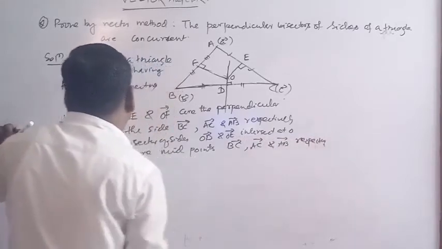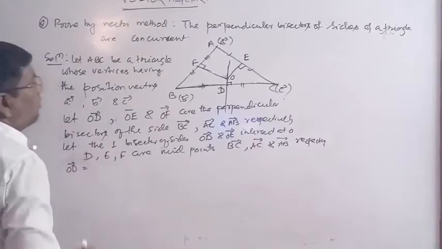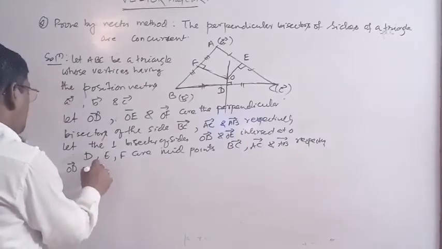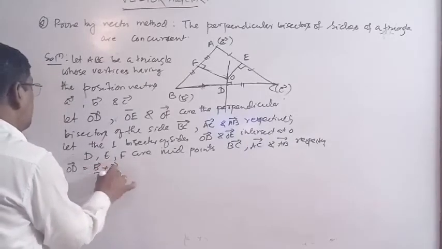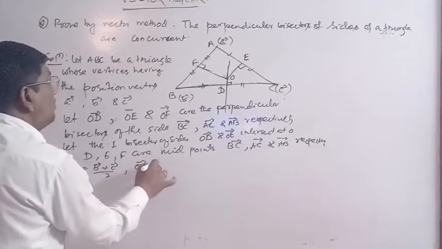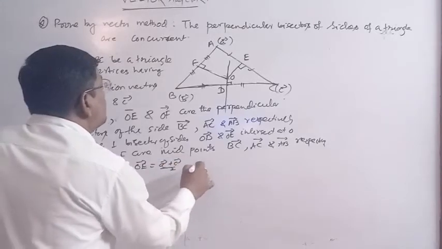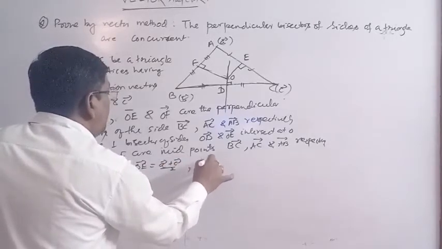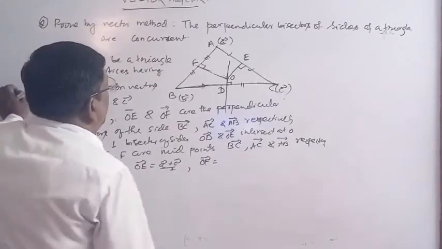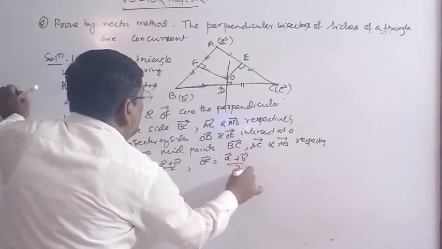Okay, now OD, the position vector of D, means OD vector is equal to B plus C by 2, B vector plus C vector by 2. OE vector is equal to A plus C by 2, and OF vector is equal to A plus B by 2.